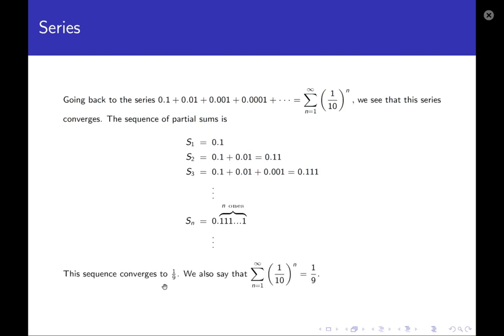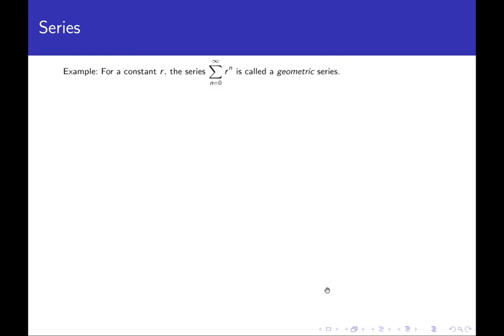We know that sequence converges to a 9th, like we said, so that series has a value of 1/9. All right, so specific example, this is one that pops up in lots of applications, especially if you go on to doing anything with probability, for example. Geometric series are very, very important examples.